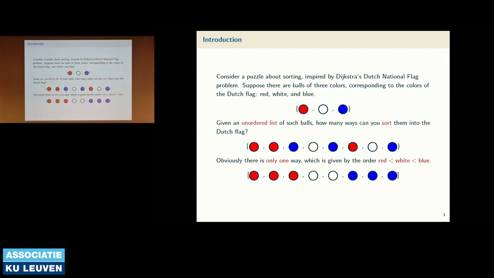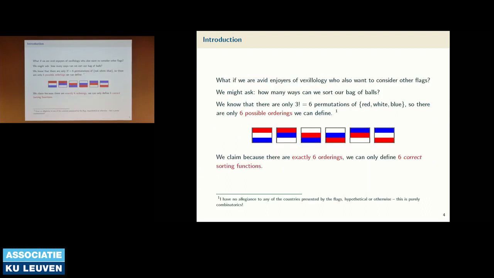Imagine a bag of three colors, red, white, and blue. Now, how many ways can we sort an unordered list of such balls into the Dutch flag? Well, obviously, there's only one way, which is given by the order red, white, and blue. But what if we also want to consider other flags?